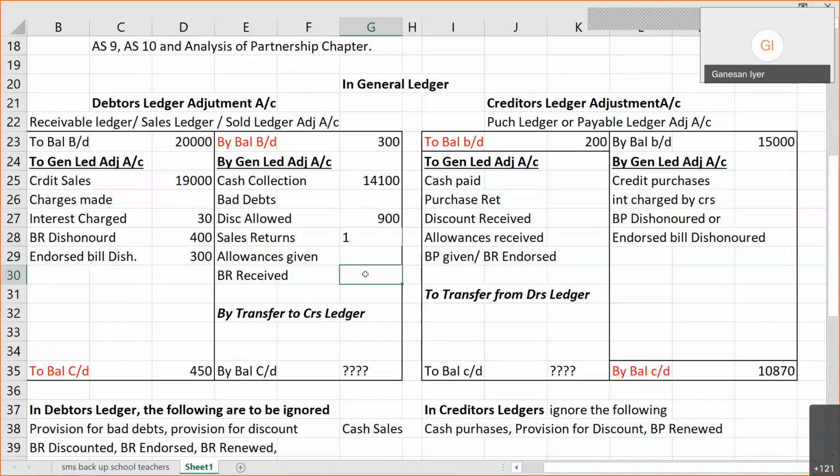Okay, bills receivable received how much? 3,000. Then transfers to the other ledger, 600. So closing balance is 21,280. I hope there is a mistake in the solution that is given to you. Please correct it.